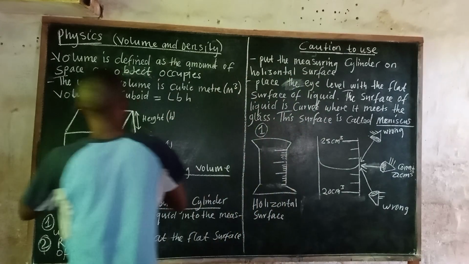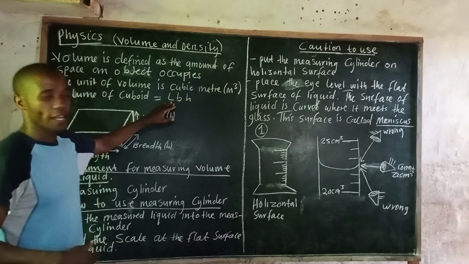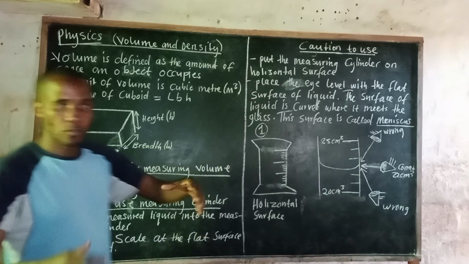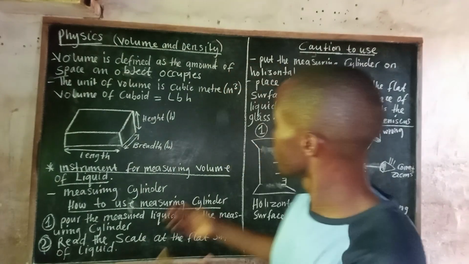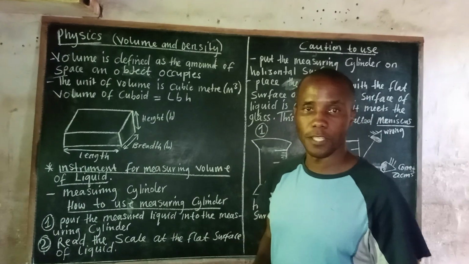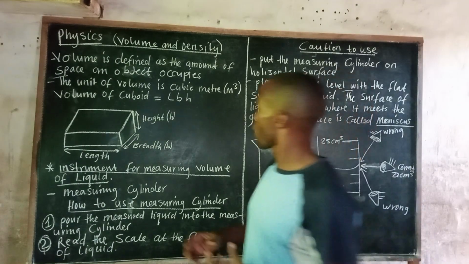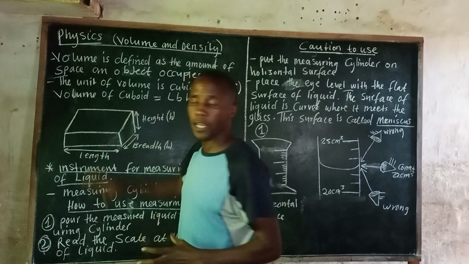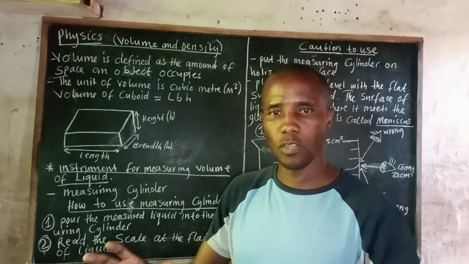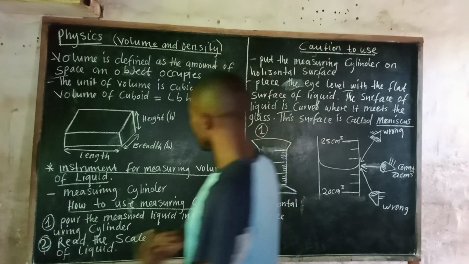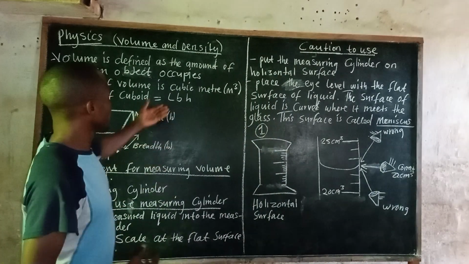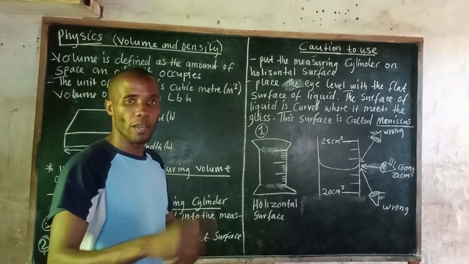So the volume of a cuboid, the formula is L times B times height, where L represents the length, B the breadth, and H the height. The reason why you are using this formula is because the cuboid has a definite shape, so it is very easy for us to find the volume by just introducing the formula: V = LBH.